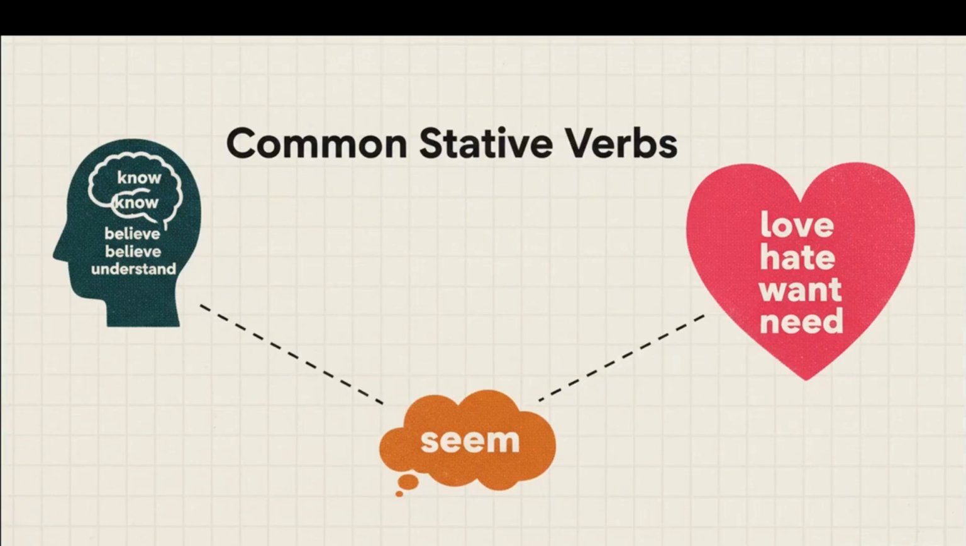Here's a quick list of some of the most common ones to watch out for. Verbs like love, want, need, understand, all of these describe a state, not some dynamic, ongoing action. So you would always say, I wanted a coffee. You'd never say, I was wanting a coffee.